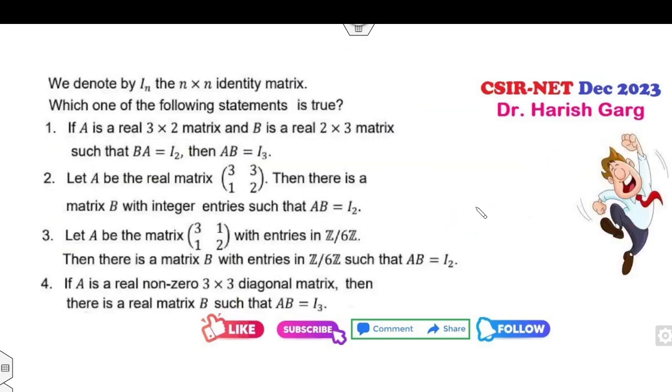Can you look at this next one? Again, it's December 2023. Again, N is not given to you. A is my 3 cross 2 matrix, B is my 2 cross 3 matrix, such that BA is my identity. Then AB is equal to I3. That's the statement. Always remember that.